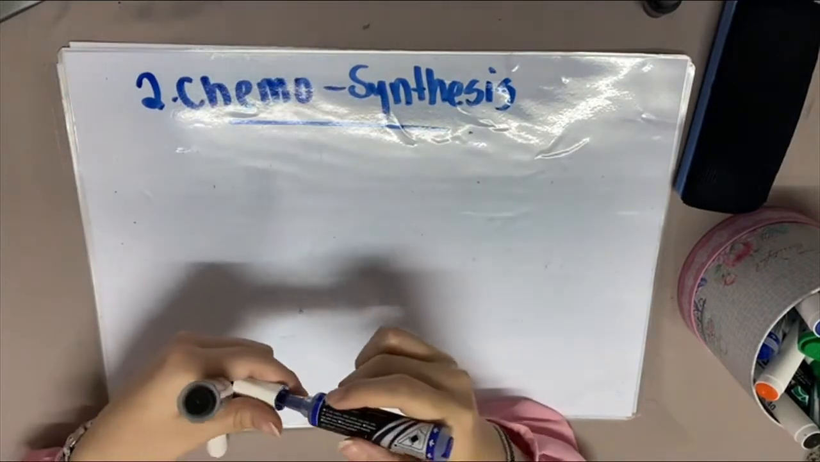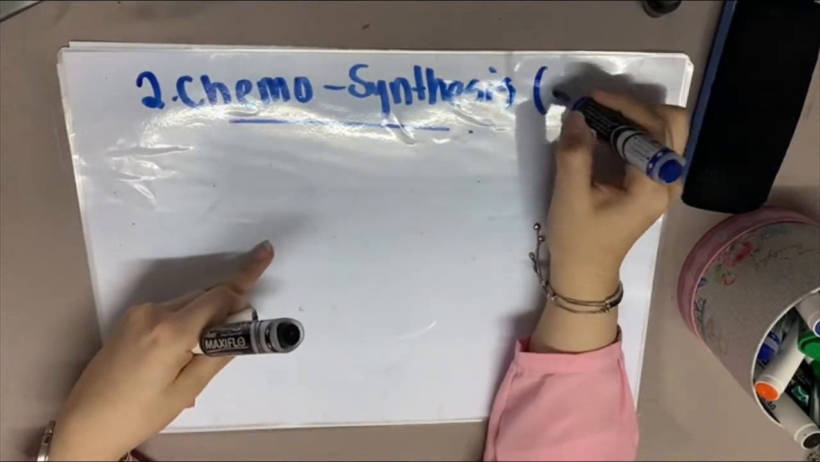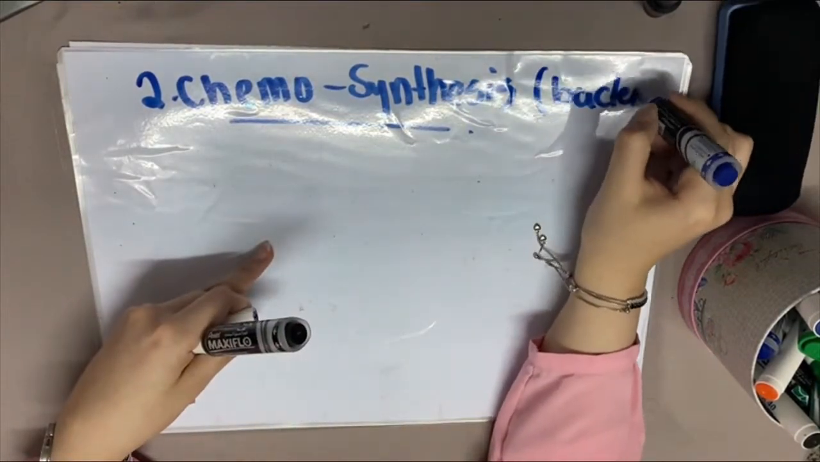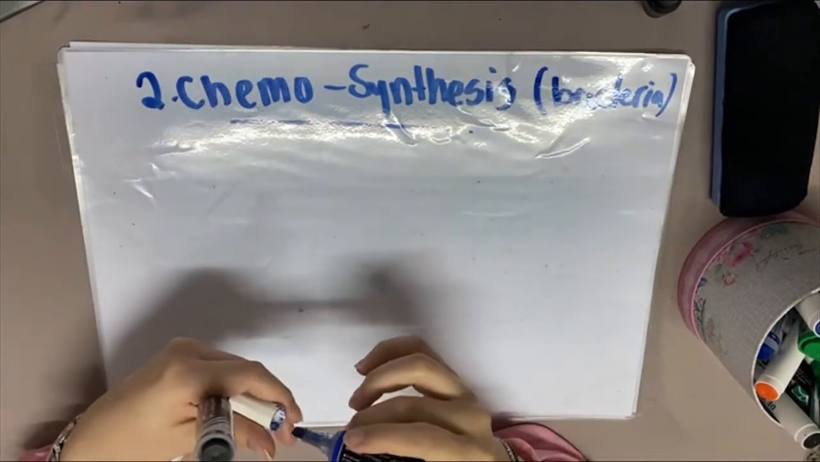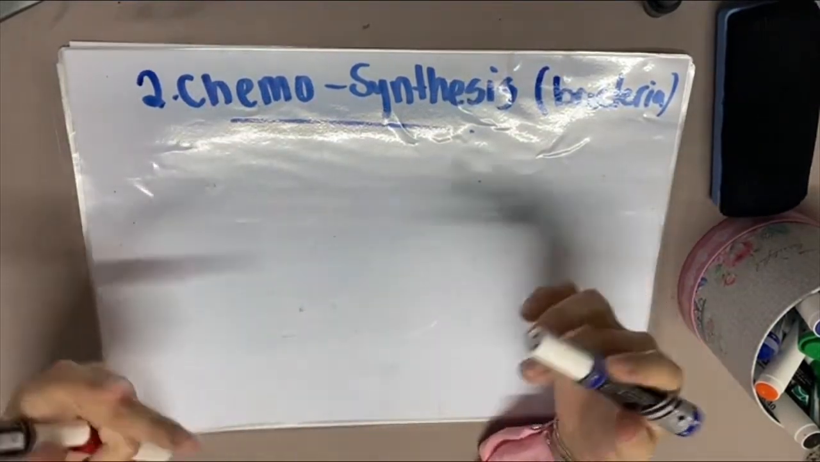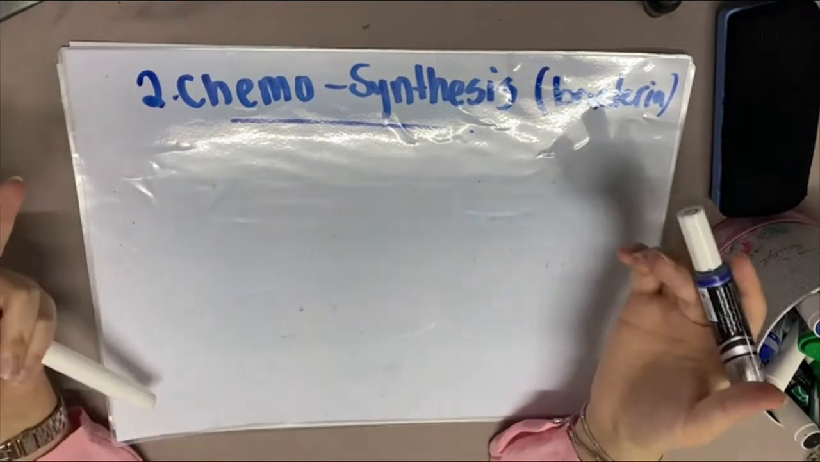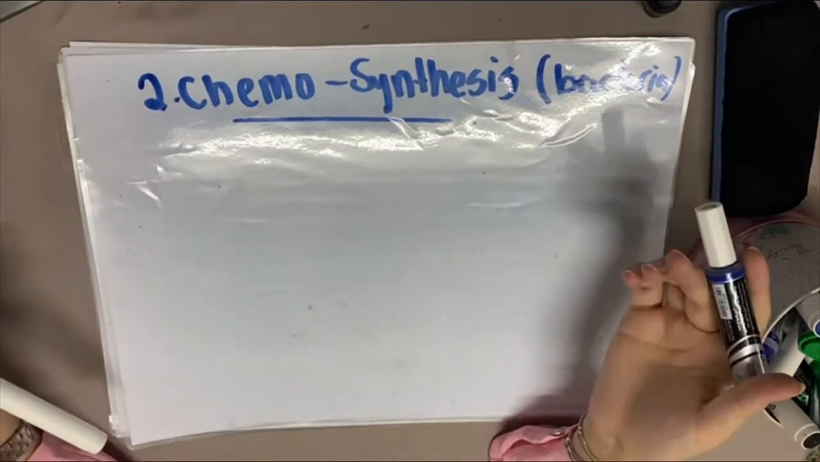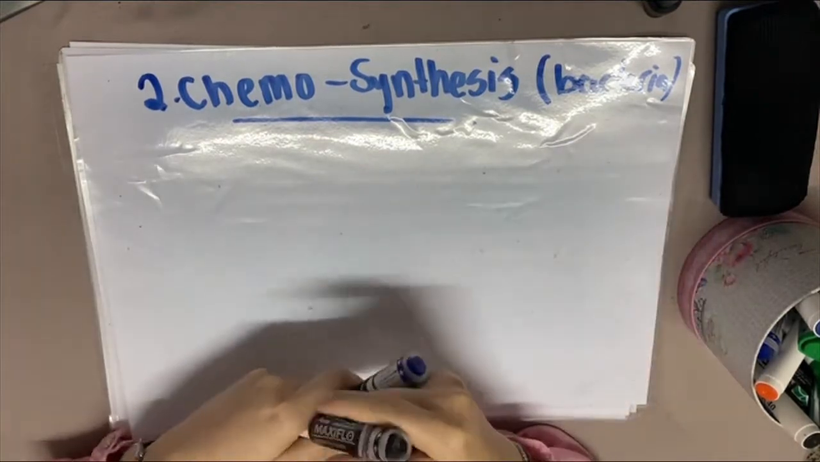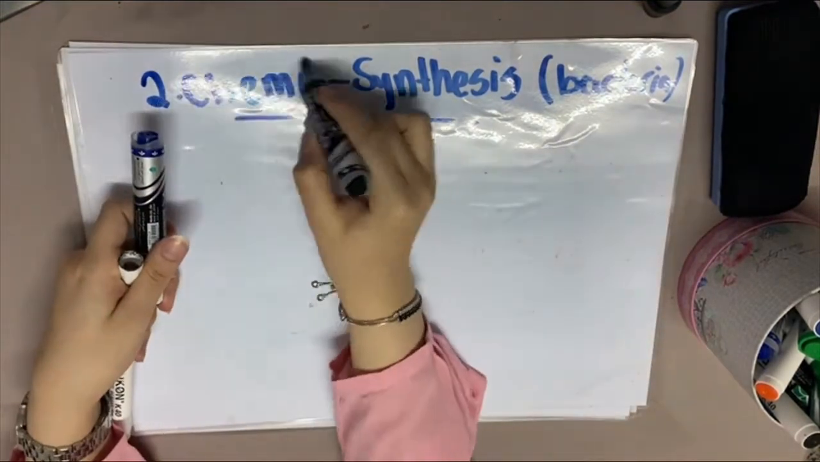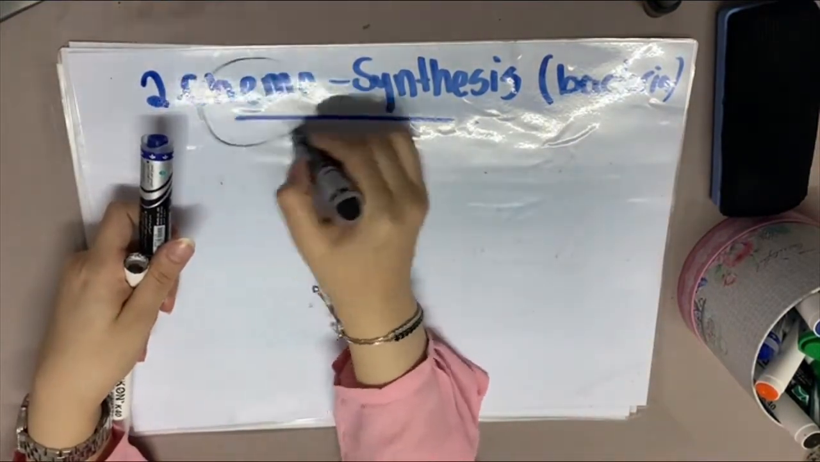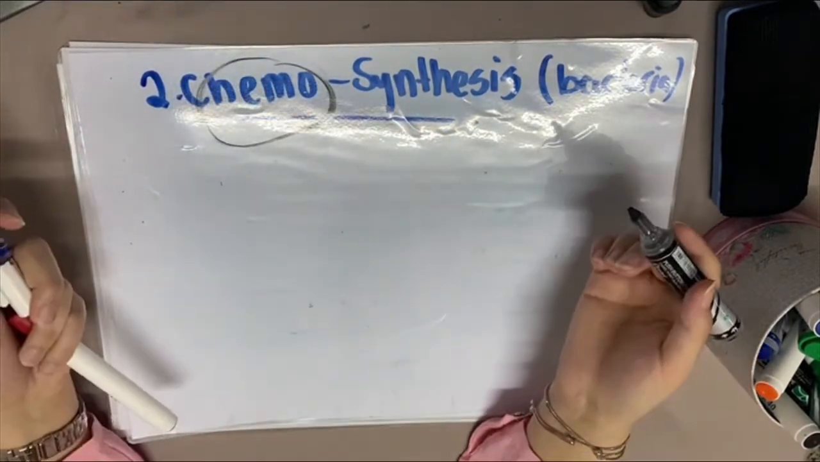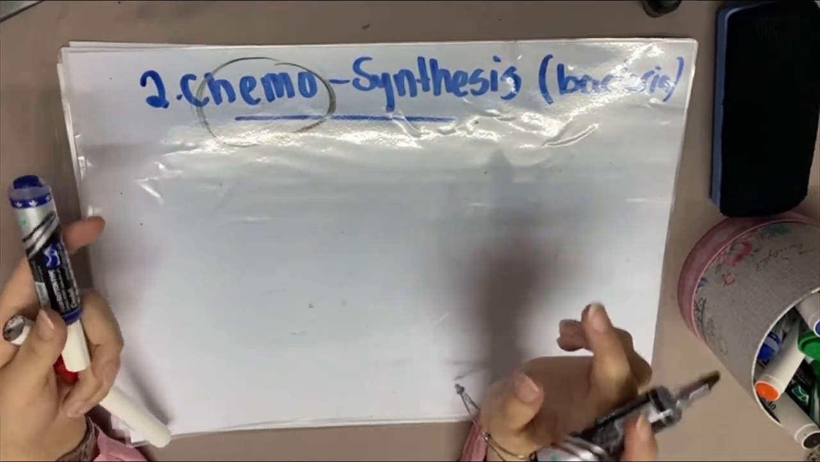Chemosynthesis is a process mainly used by bacteria. So, some bacteria live in very dark places, so they cannot get the light that they need. So they rely on chemicals in the environment, which is why it's called chemosynthesis. Chemo comes from chemical and photo comes from light. That's how you can link it, okay?